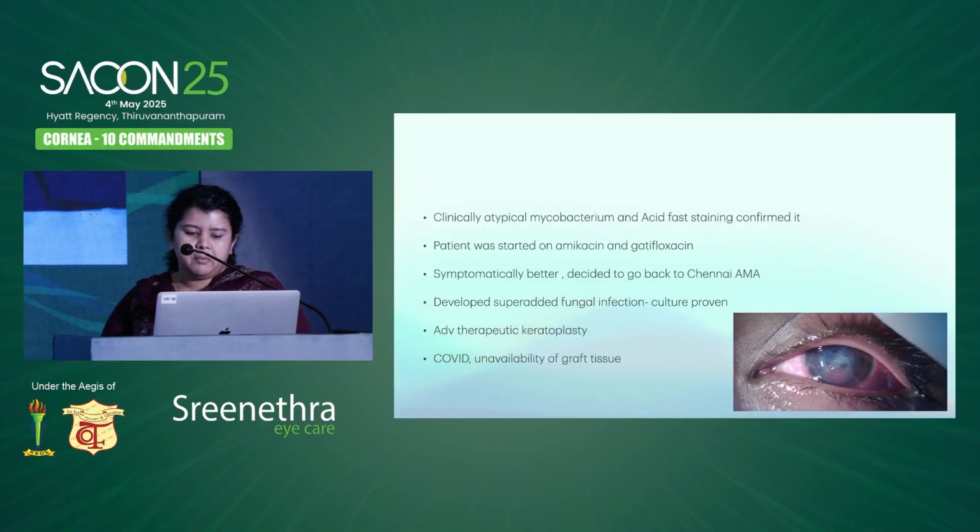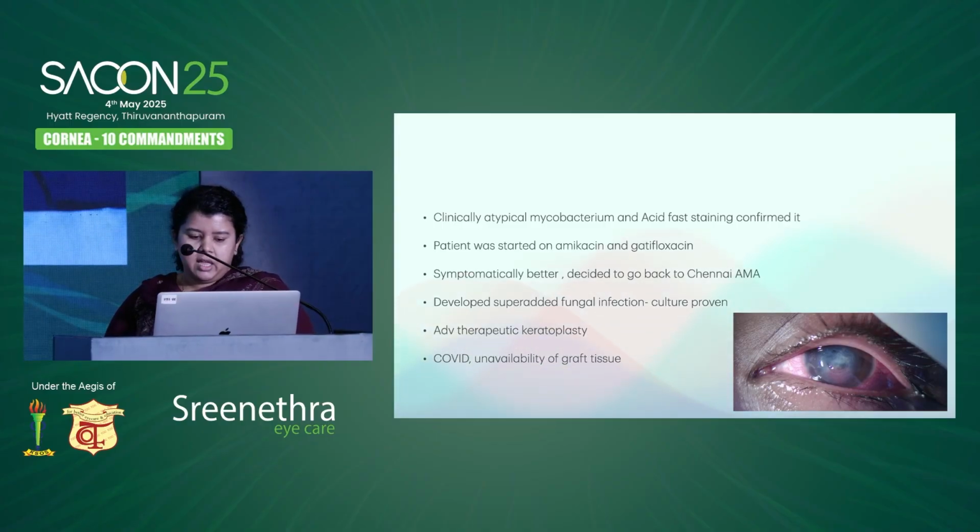On scraping, the patient was found to have acid-fast bacilli, and culture grew an atypical mycobacterium. The patient was started on amikacin eye drops and gatifloxacin eye drops. Once the symptoms got better, she decided to go back against medical advice, and after 3 days she developed severe pain. When she consulted again there, she was diagnosed to have fungal infection superadded and was advised therapeutic keratoplasty.